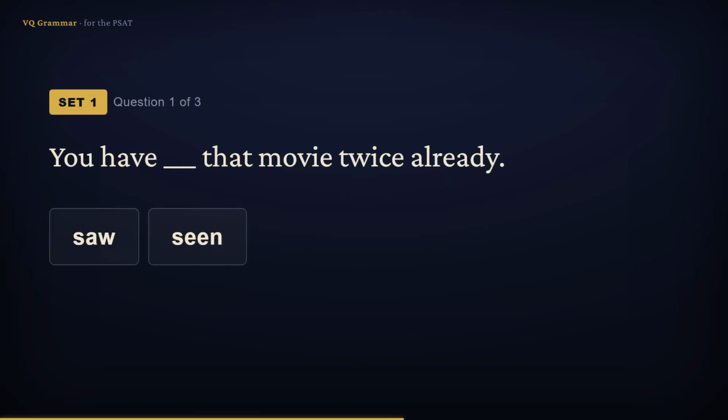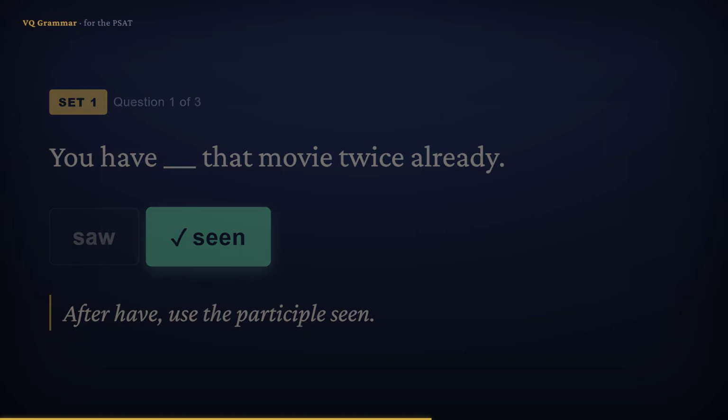You have blank that movie twice already. Look for the helping verb. There it is, have. After have, you need the participle, not the plain past saw. The participle of see is seen, so the answer is seen.